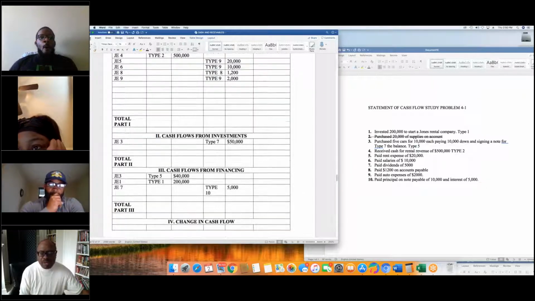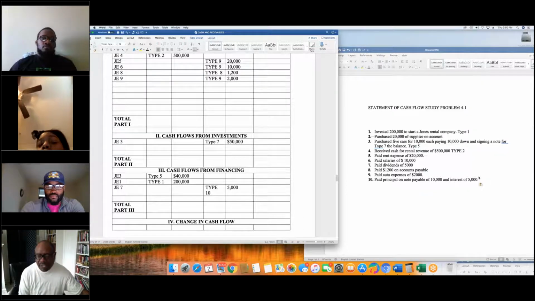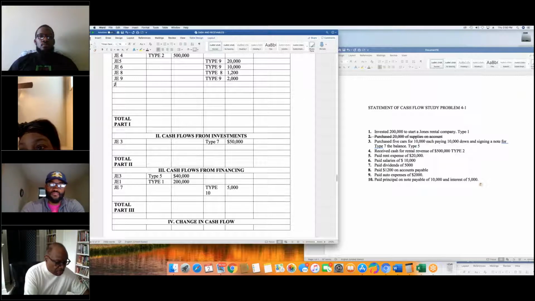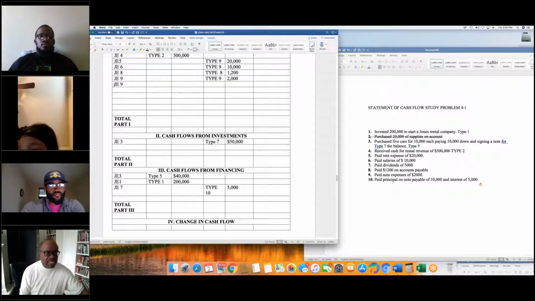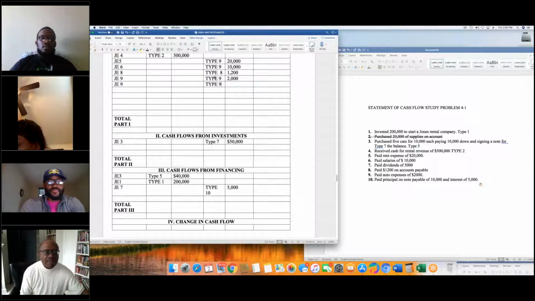Then the last one, we paid principal on the note of 10,000, interest of 5,000. So the entry of 5,000 is going to go in the first part. Journal entry 9 is paying an expense. That's type 10. So that's going to be a type 9. How much is it? 5,000.